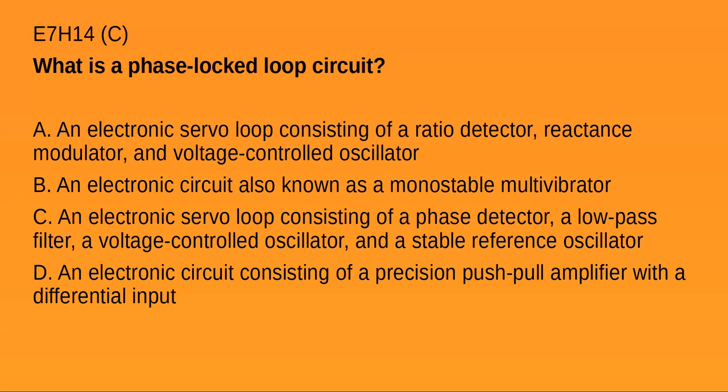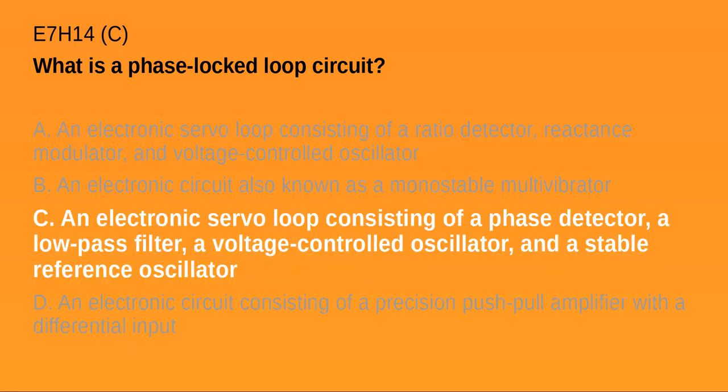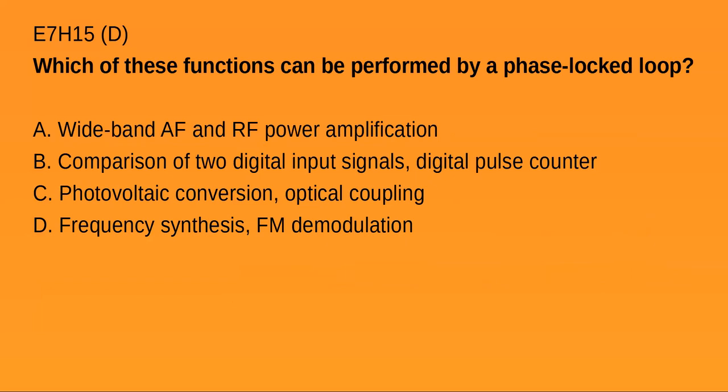So what is a phase lock loop circuit? Are you sure about that? Definitely servo. Charlie? It's a servo loop, but it doesn't have a reactance modulator in it. Charlie, you were close. The one that's got a phase detector in it. And it requires a phase detector. So which of these functions can be performed by a phase lock loop?